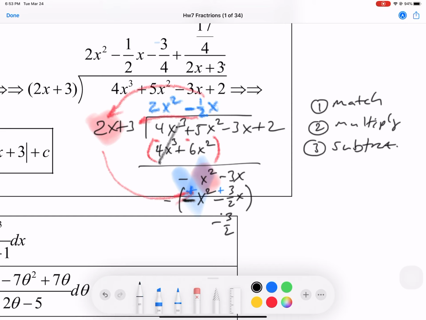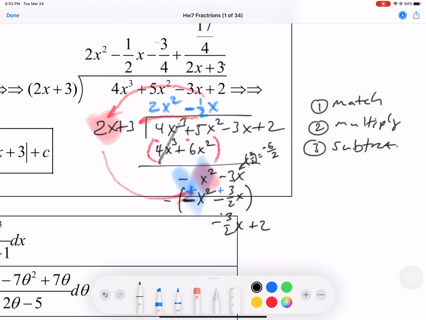3 over 2. Remember, this can be changed here to 3 over 2 times 2 over 2, which becomes 6 over 2. Negative 6 over 2 plus 3 over 2 is negative 3 over 2 x. Bring down the last part, plus 2.